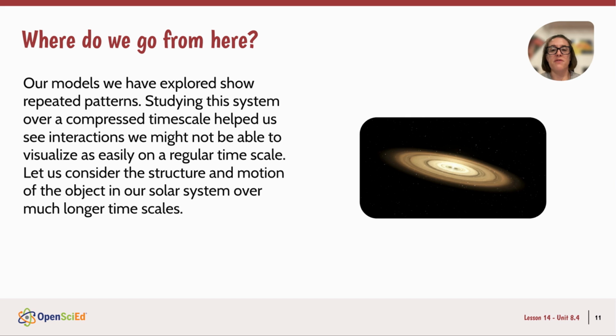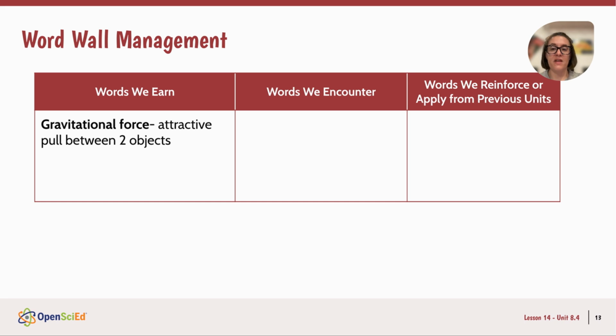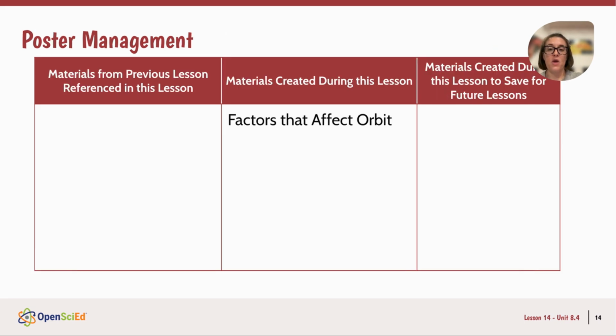So we start wondering about more of the structure and the motion of our solar system over much longer time scales. Material management tips and tricks. So we do earn the word gravitational force or gravity, and that's an attractive pull between two objects. Poster management, you will be creating one poster with this lesson where it is the factors that affect orbit.